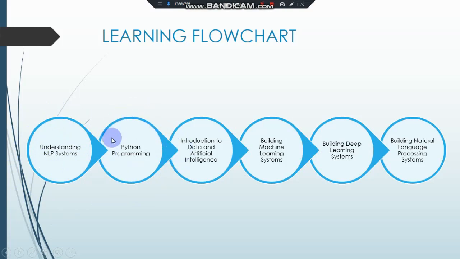And the next thing we are moving into is Python programming. The entirety of natural language processing is built on Python programming. So in other words, if you want to be able to build natural language processing systems, you really need to know how to code in Python. You really need to know how to program in Python, and that's exactly what we are going to be doing next. Now, after that, we'll move into Introduction to Data and Artificial Intelligence, and you'll be able to know what artificial intelligence is. You'll be able to understand what exactly we are calling intelligence, what is artificial, what is data, how is data connected to artificial intelligence. So these are the important things we are going to be looking into.